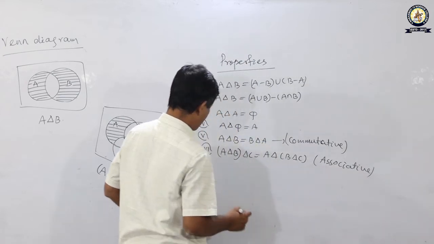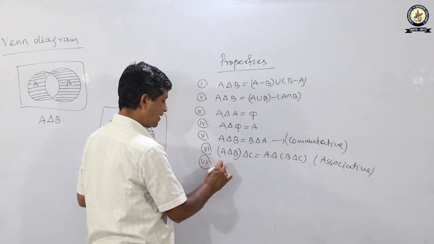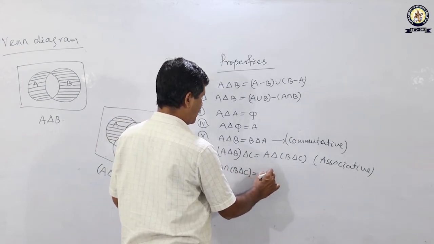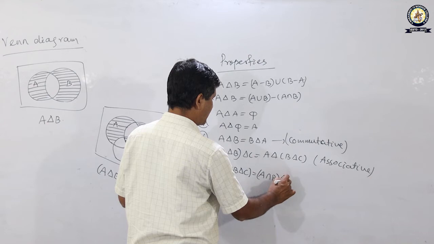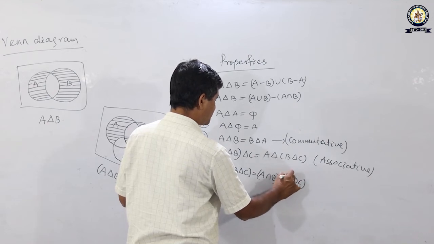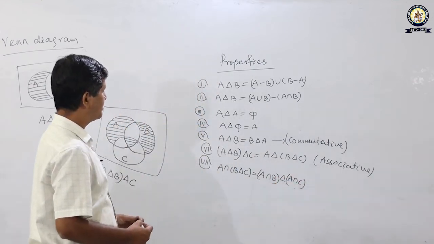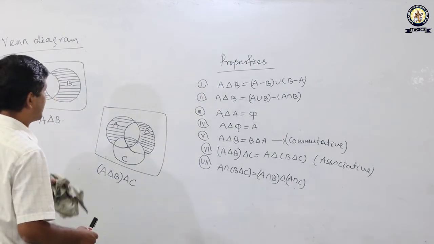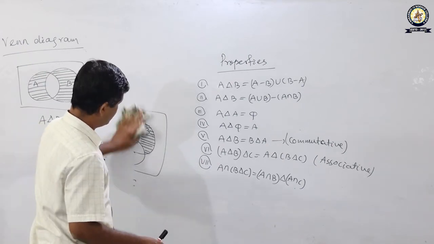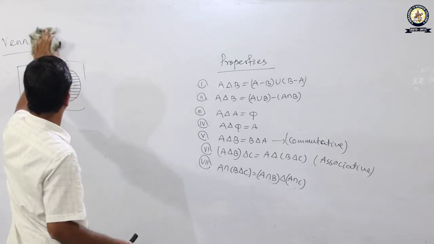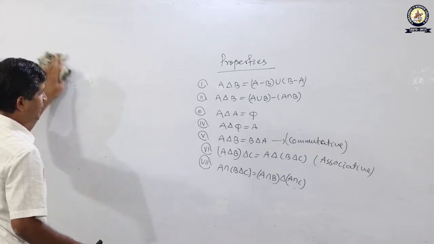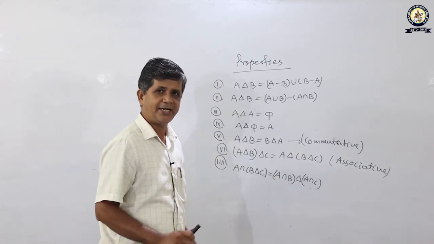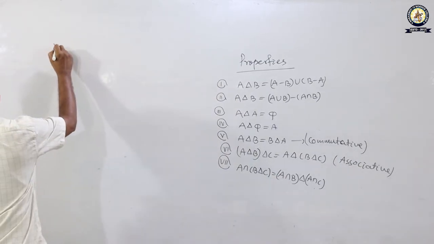And the last part is A intersection B del C is equal to A intersection B del A intersection C. Right? This is the 7th bit, and the 7th bit proof is most important in case of annual exam. So we will discuss the proof of it. Come to the last bit proof.